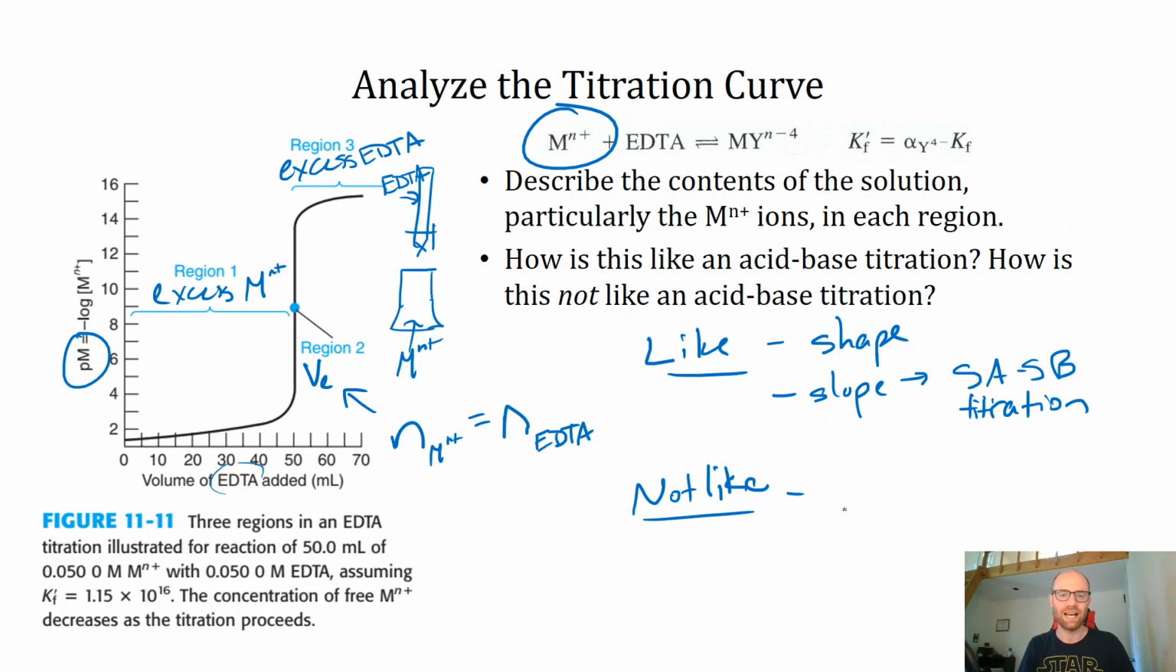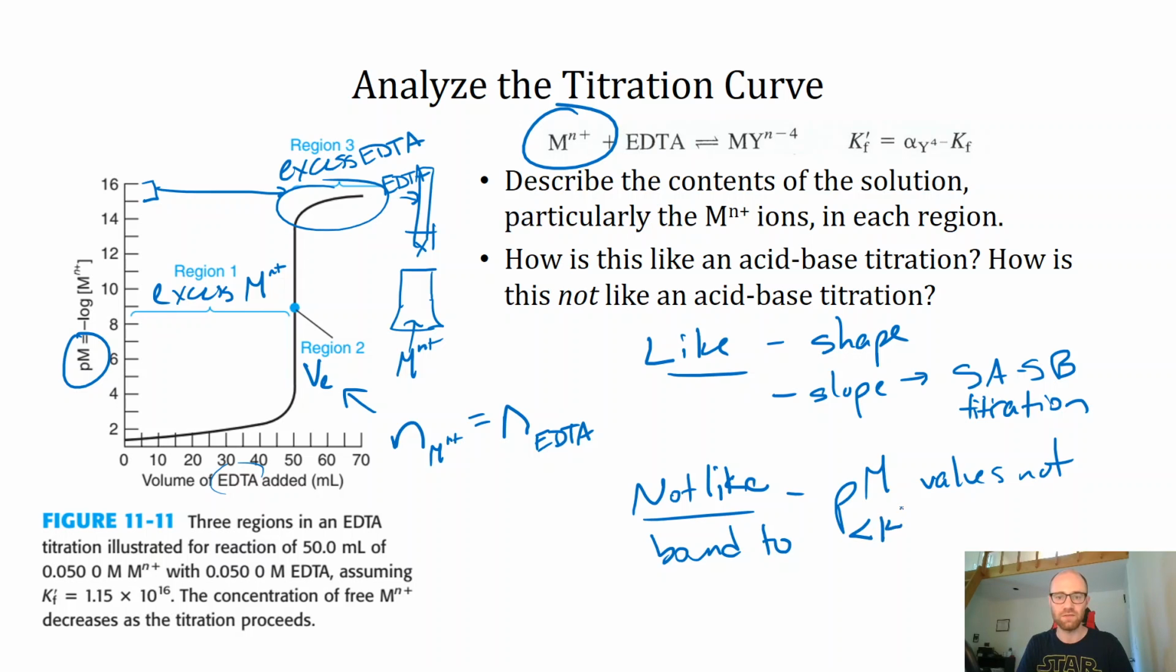Ways in which it's not like. The biggest thing I noticed in how it's not like is this region 3. Notice that the leveling off pM concentration is somewhere between 15 to 16. pM values are not bound to less than 14, because since we're not using Kw anymore, we're just talking about the negative log of the metal ion concentration, you can have ridiculously large or ridiculously small metal ion concentrations.